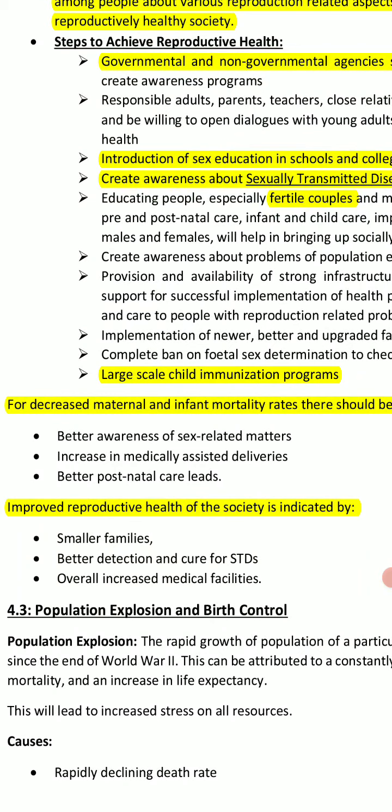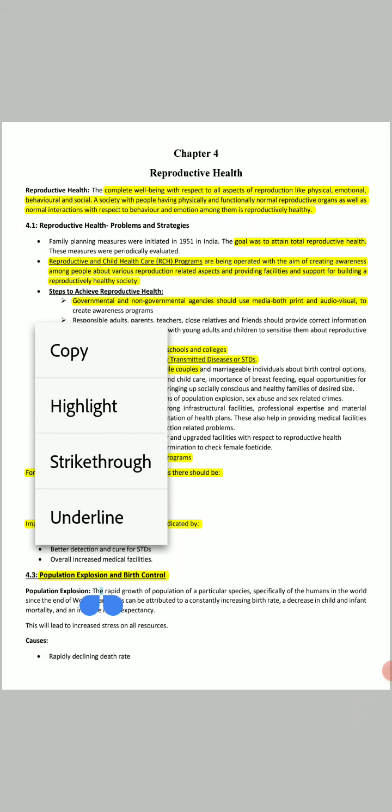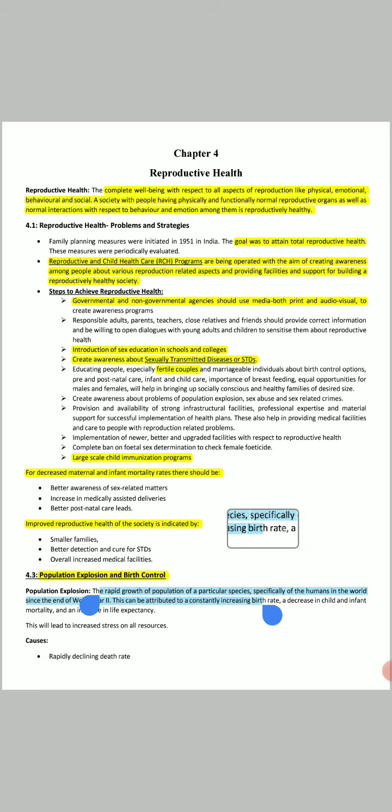Population explosion and birth control. This is a very important topic. So what is the basic definition of population explosion? The basic definition of population explosion is the rapid growth of population. This is the rapid growth of the population of a particular species, especially of the humans in the world.